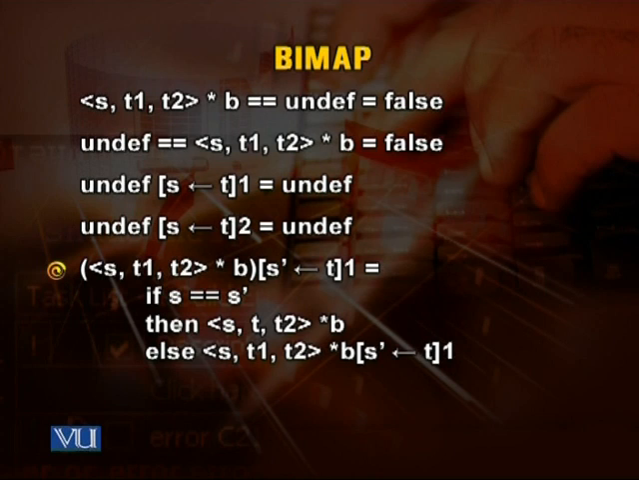So this formulation is very similar to the formulation that we have seen a lot of times, and this is the recursive formulation. And we say if S is equal to S prime, then we are simply replacing this T1 with T. So we say then S, T, T2 star B. So T1 would be replaced with T. Else we add this S, T1, T2 after replacing T where we have the source S prime in B, and then applying this operation onto that.